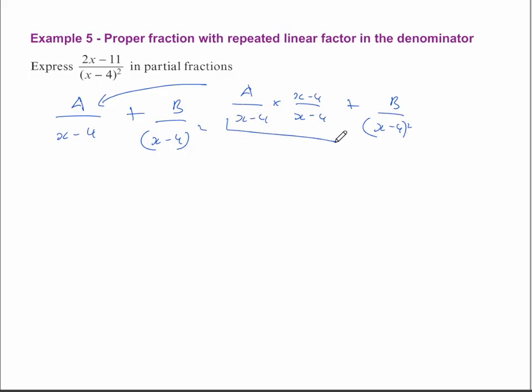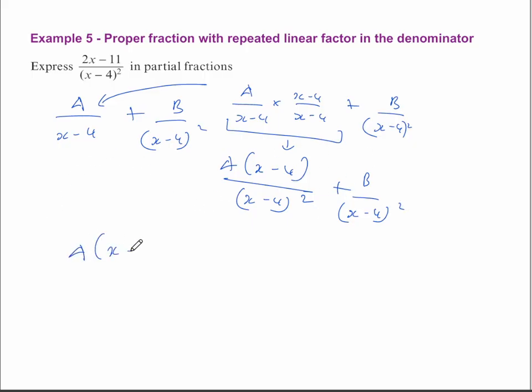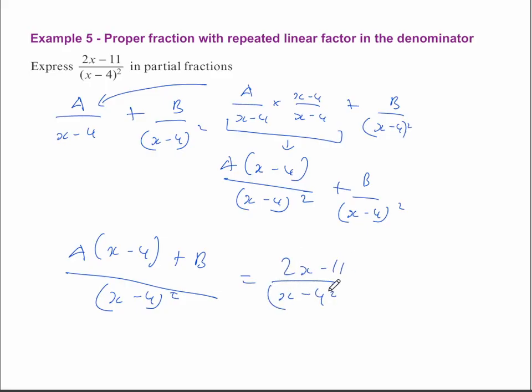What this will do is this will end up becoming A(x - 4) over (x - 4) squared plus B over (x - 4) squared. Then we can just add these. So A(x - 4) + B over (x - 4) squared, because that's the denominator, and that will equal to (2x - 11) over (x - 4) squared.